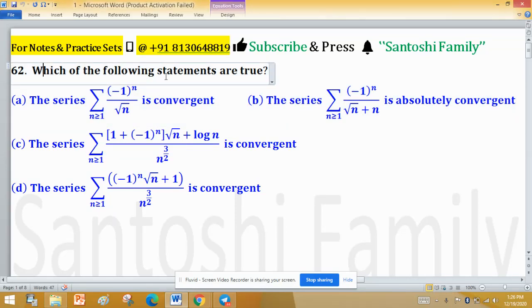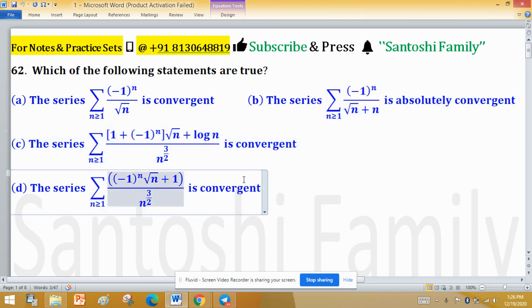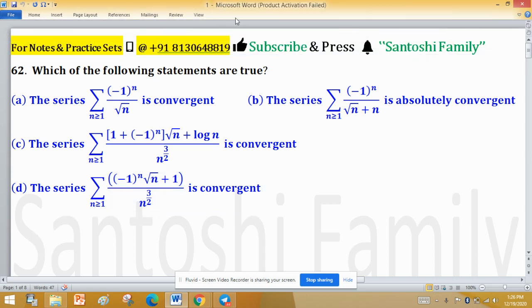Which of the following statements are true? Option A is series, this is convergent. This is absolutely convergent. This is convergent. And this is also convergent. Now we have to test these series one by one and find which one is convergent and which one is not convergent.